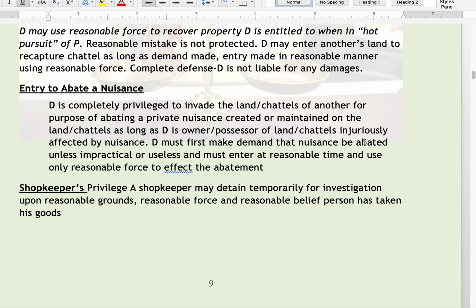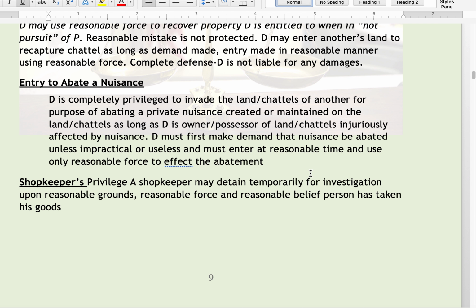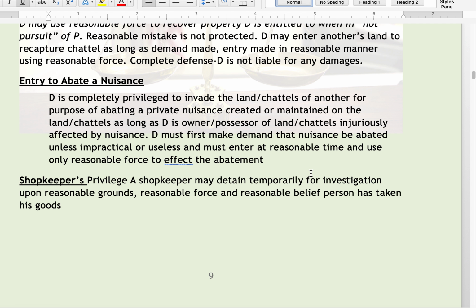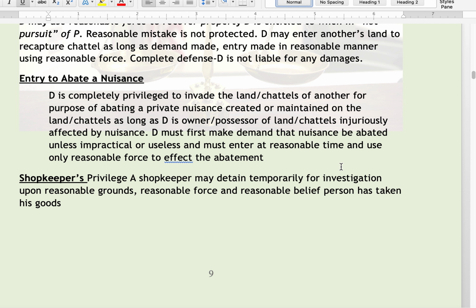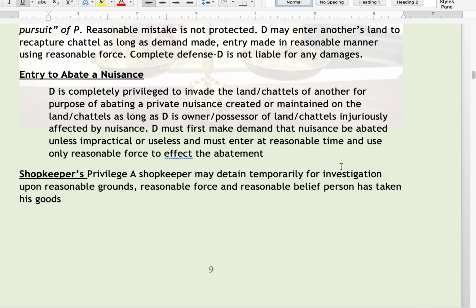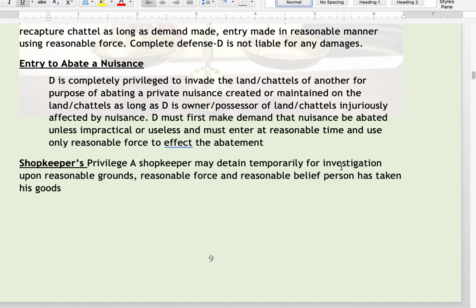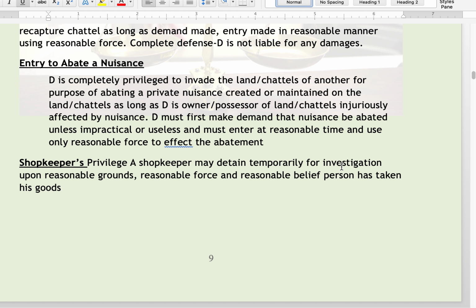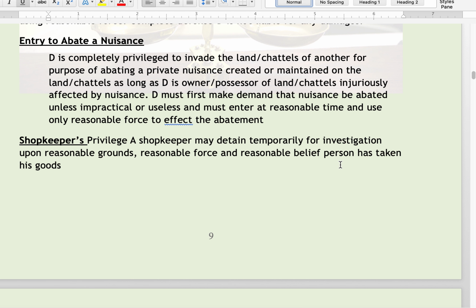Entry to abate a nuisance. Defendant is completely privileged to invade the land or chattels of another for the purpose of abating a private nuisance created or maintained on the land or chattels, as long as the defendant is the owner-possessor of the land or chattels injuriously affected by the nuisance. Defendant must first make demand that the nuisance be abated unless impracticable or useless, and must enter at a reasonable time and use only reasonable force to effect the abatement.